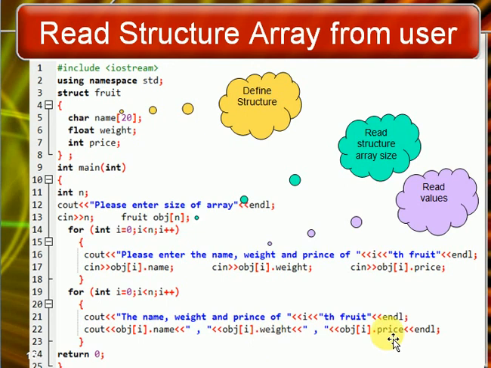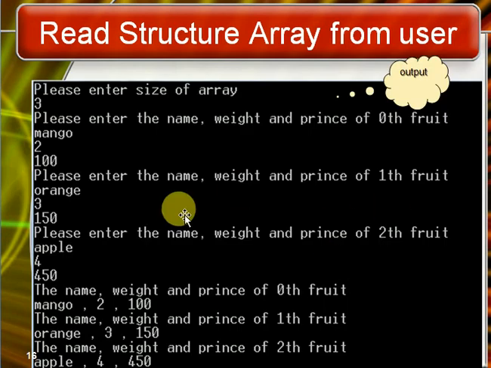Let us run this program and check its output. Please enter the size of the array, that is 3, meaning read information of 3 fruits. Please enter name, weight and price of the 0th fruit, meaning the first fruit: mango, weight is 2, price is 100. Second fruit is orange, weight is 3, price is 150. Third is apple, weight is 4, price is 450. And the information is displayed by using loops: name of fruit, weight, price, for each of the three fruits.